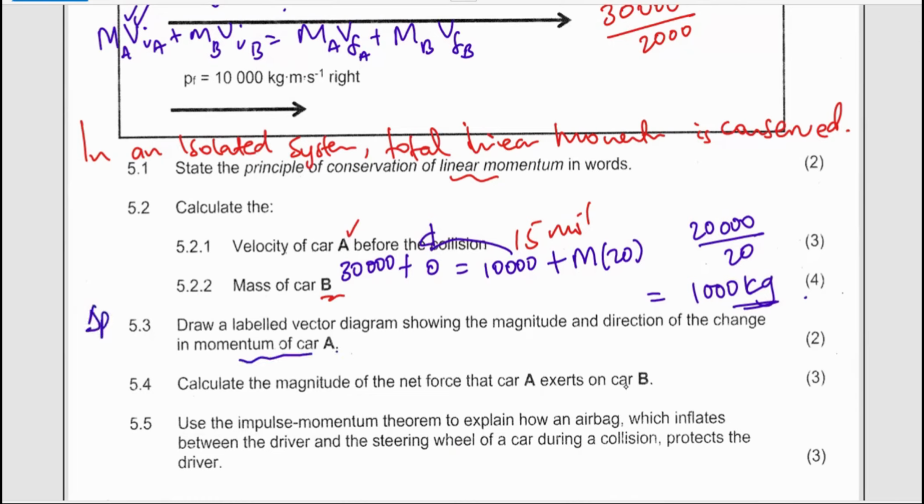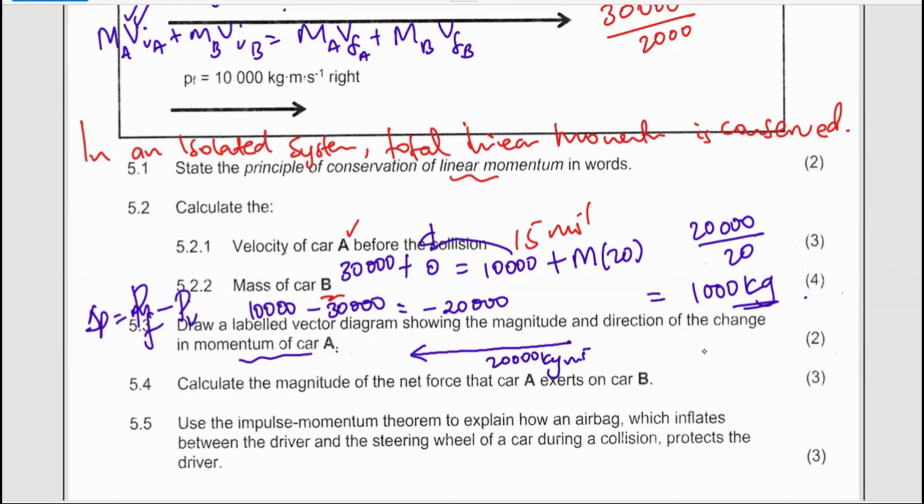So we know that change in momentum is momentum final minus momentum initial. So it's the 10,000 minus 30,000. Meaning that we're going to have a change in momentum of negative 20,000. So the 20,000 is acting in the opposite direction, which is the left. So we're going to have something like that. So this is 20,000 kilogram meters per second.